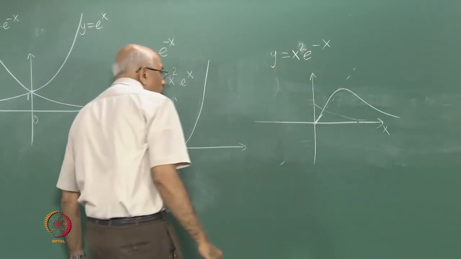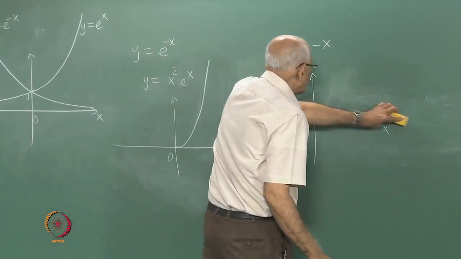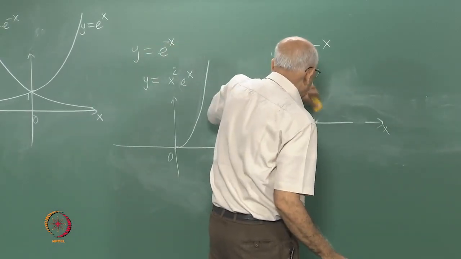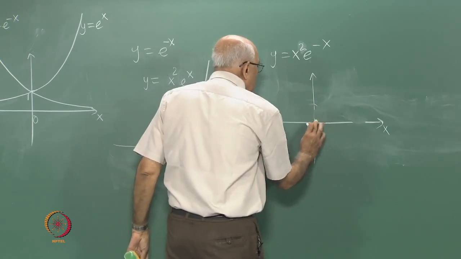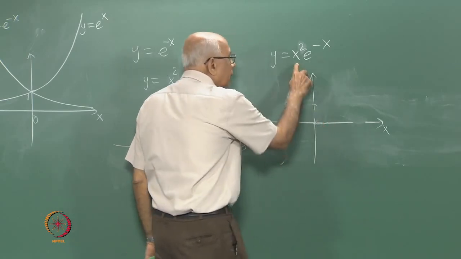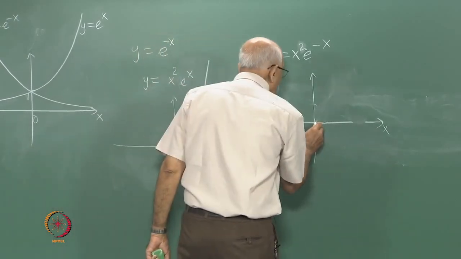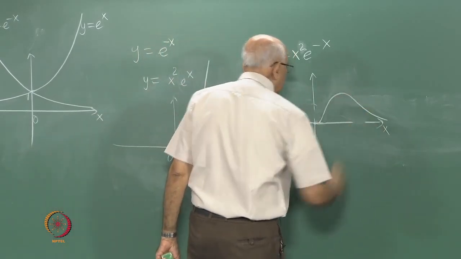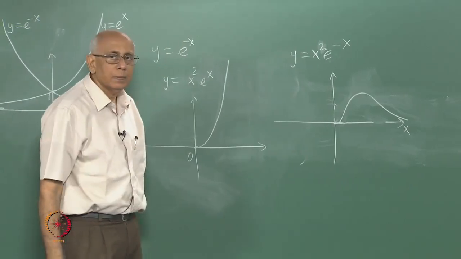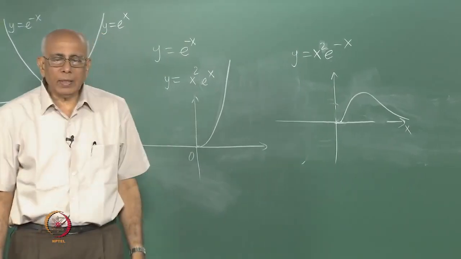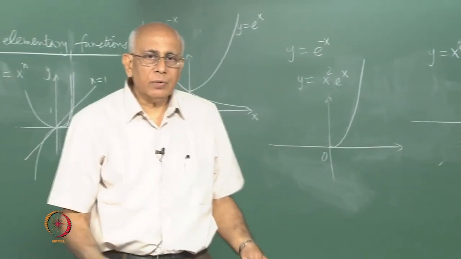It is going to behave in more or less the same way. The only difference now is that near the origin the behavior is like x squared, which is flat at the origin, and therefore you have a graph which looks like this. So one can now multiply it by other functions of x and so on.